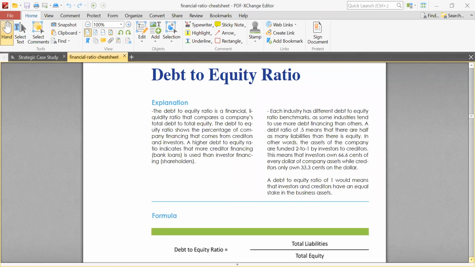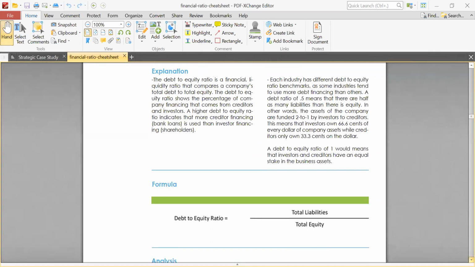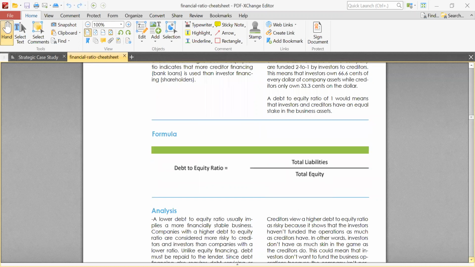And every industry has its own benchmark. So the debt to equity ratio is simply equal to total liabilities over total equity, or debt over equity, basically.